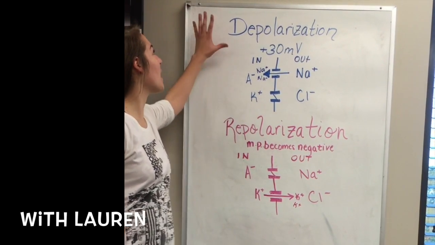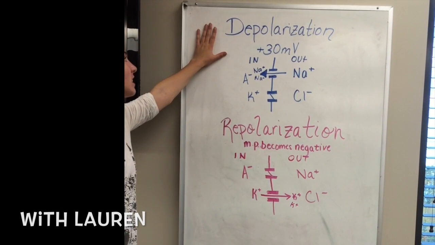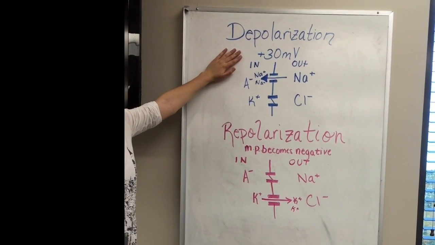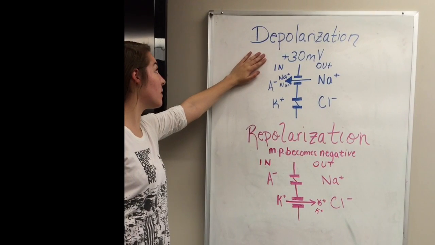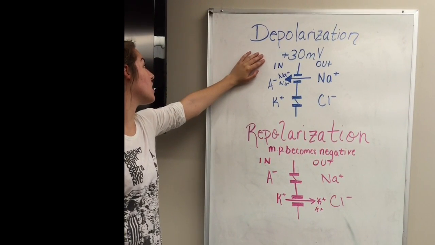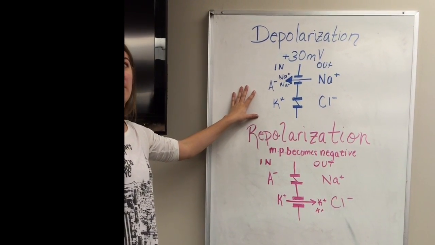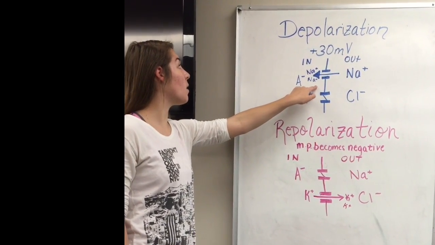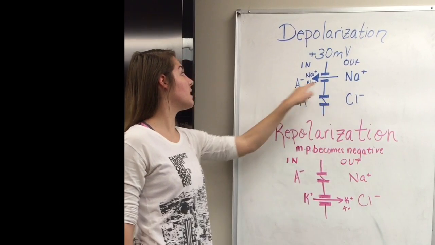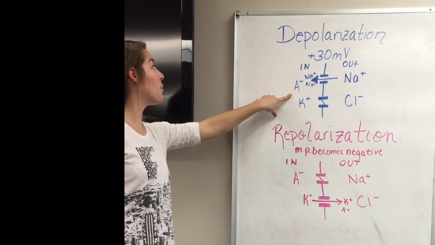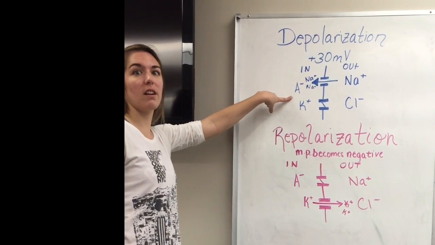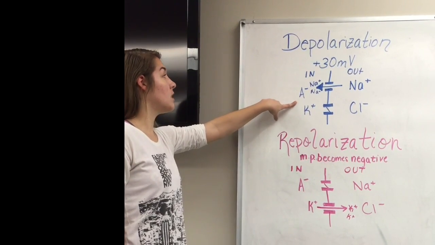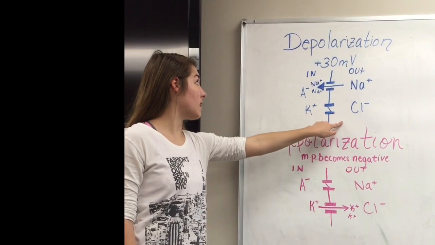The next step after the threshold has been reached is depolarization, and the membrane potential is going to pop up to a maximum of 30 millivolts. This is done by changing the ion concentrations inside and outside the cell. The sodium channel opens and sodium flows from outside the cell to inside the cell to bring up the intracellular charge to be more positive than outside the cell.